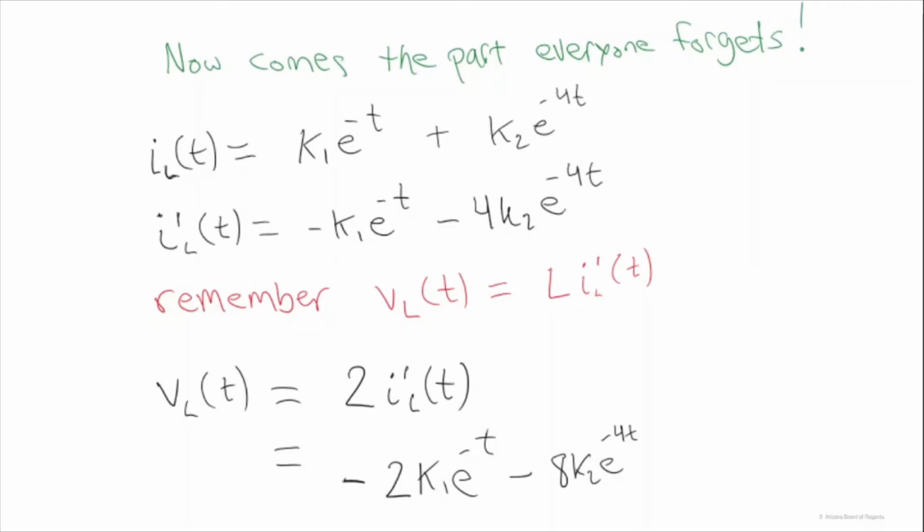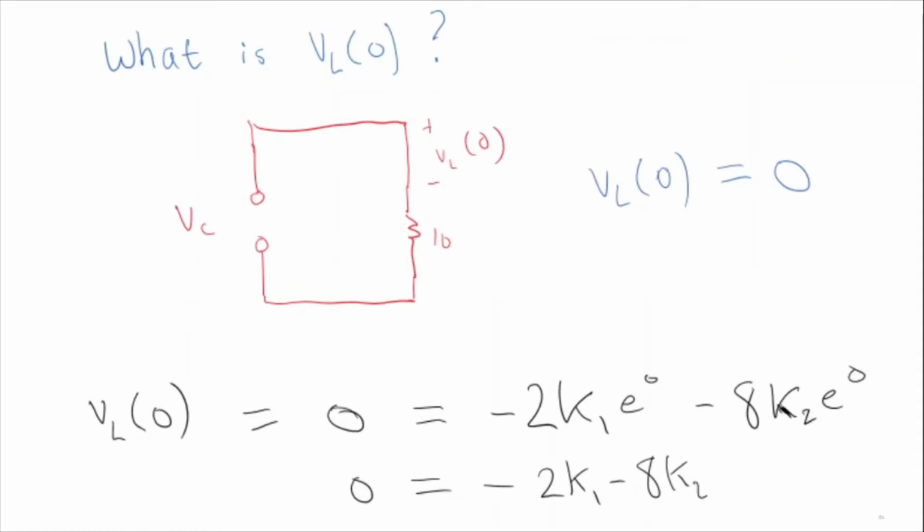Remember that our L value is 2, so we have VL of t equals 2 IL prime of t, which gives us VL of t equals negative 2 k1 e to the minus t minus 8 k2 e to the minus 4t. We now want to plug in t equals 0 and use the value for the initial VL.